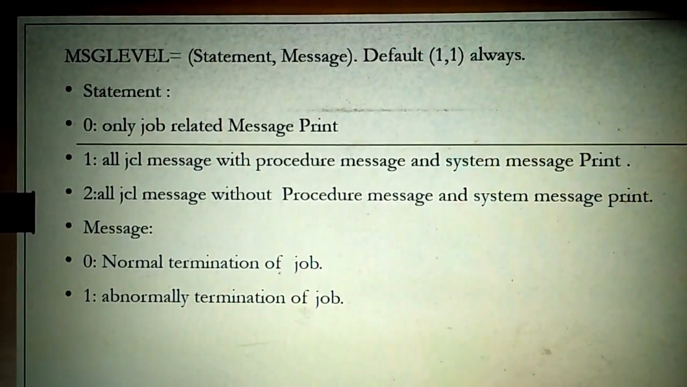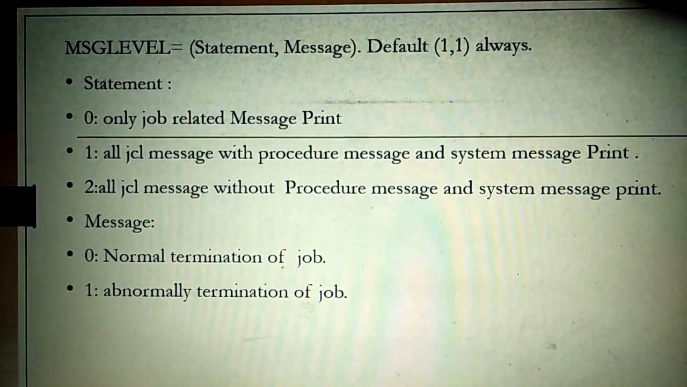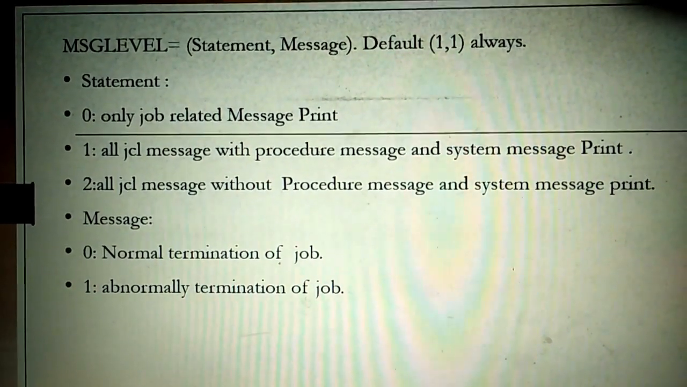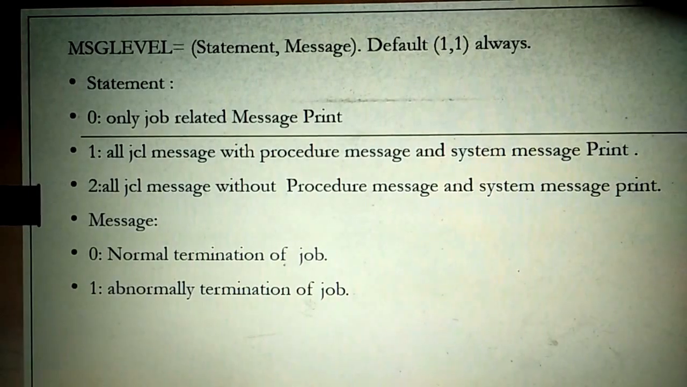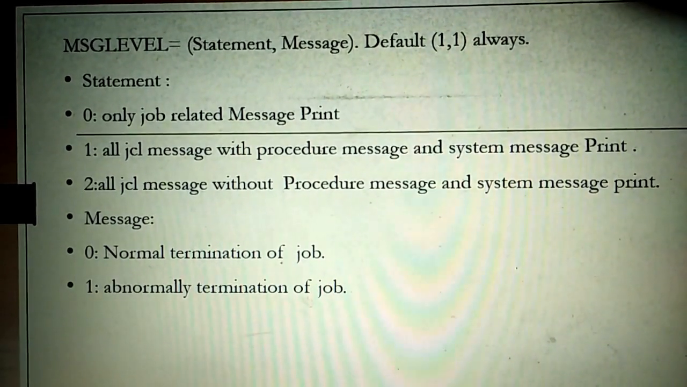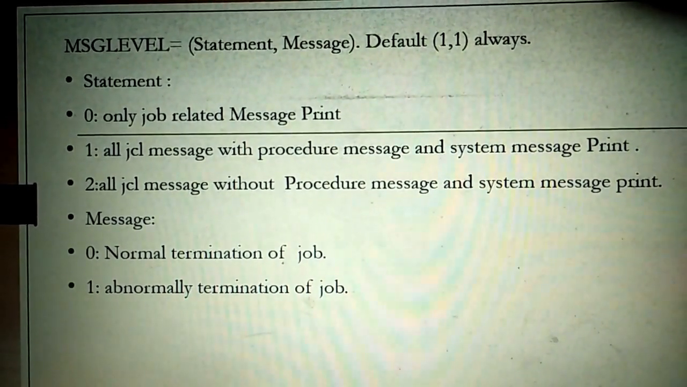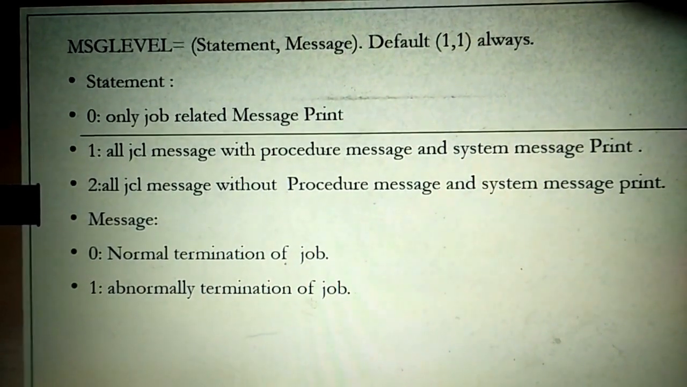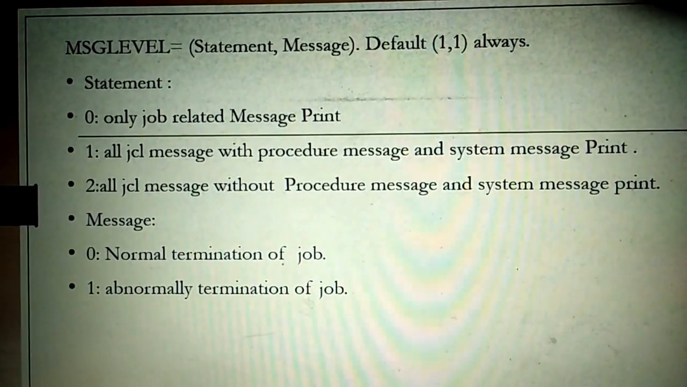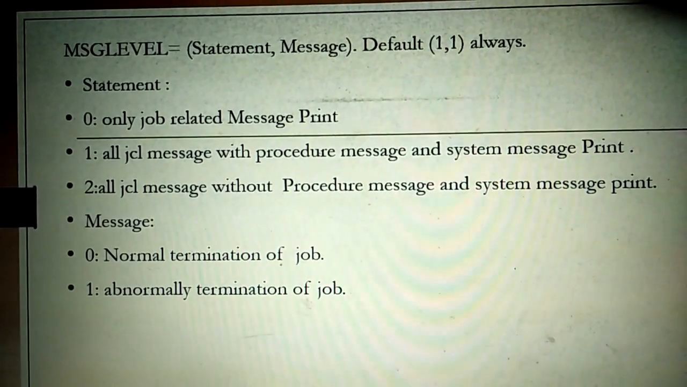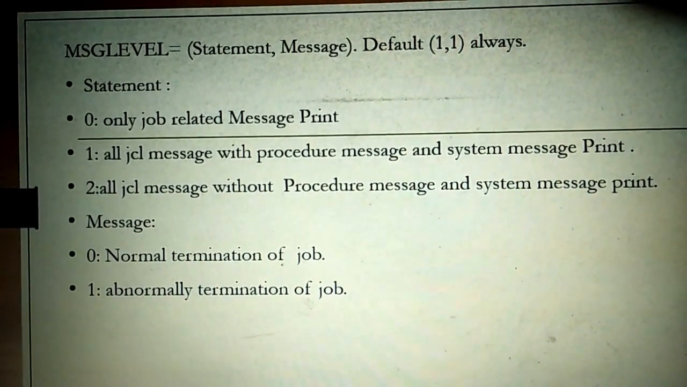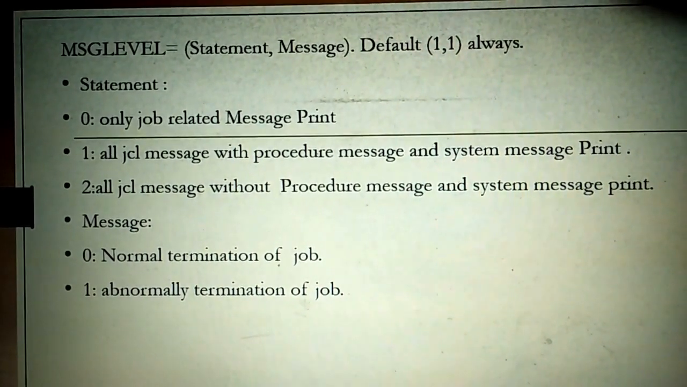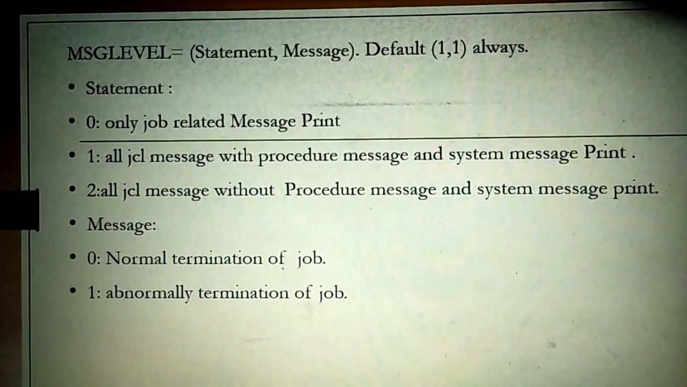Here zero means only job related messages are printed. One means all JCL messages with the procedure messages and system messages are printed, meaning JCL, proc and system messages will print. If two, all JCL messages without procedure messages and system messages will print, meaning all JCL messages excluding procedure and system messages.